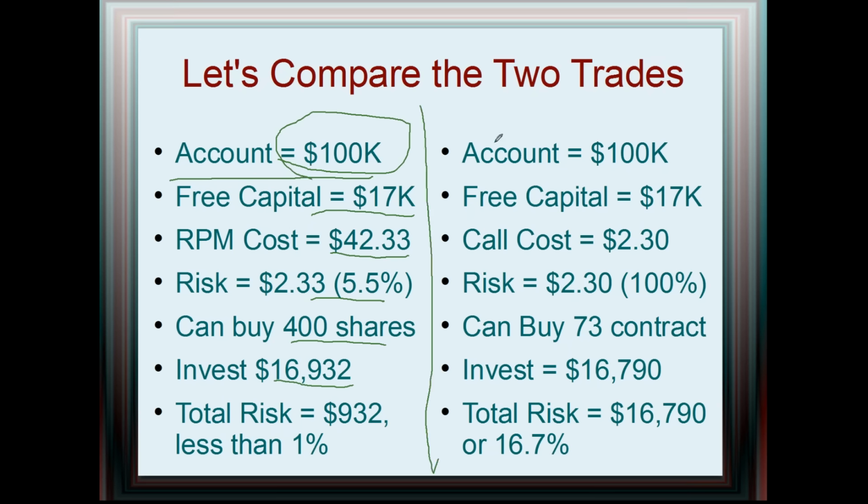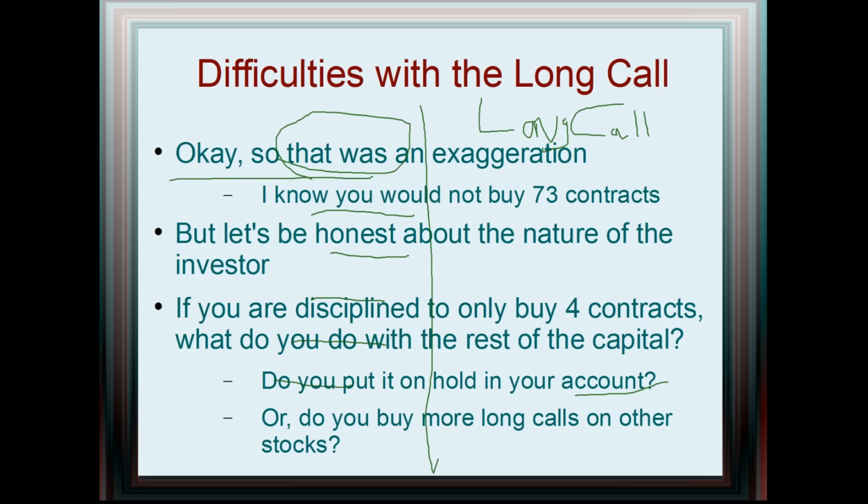On the right-hand side is your long call portfolio, let's say. You currently have an account size as well, valued at a total of $100,000. You've got $17,000 of free capital invested. I apologize for the chicken scratch up there. The call cost is $2.30. The risk is $2.30, 3 cents below the married put. But you can buy 73 contracts of that January 40 call, and you'd invest $16,790. But remember now, you're risking 100% of that investment, or 16.7% of your total portfolio value. Okay, now I always set that up and everyone's going to call me on it, and that's fine.